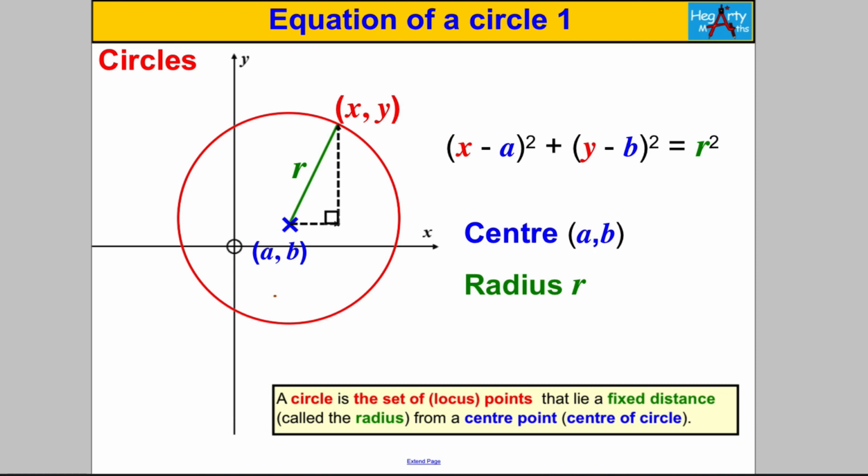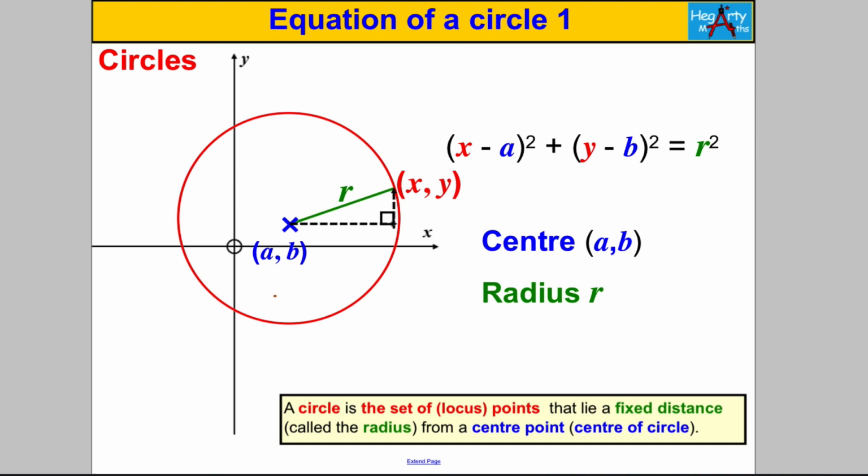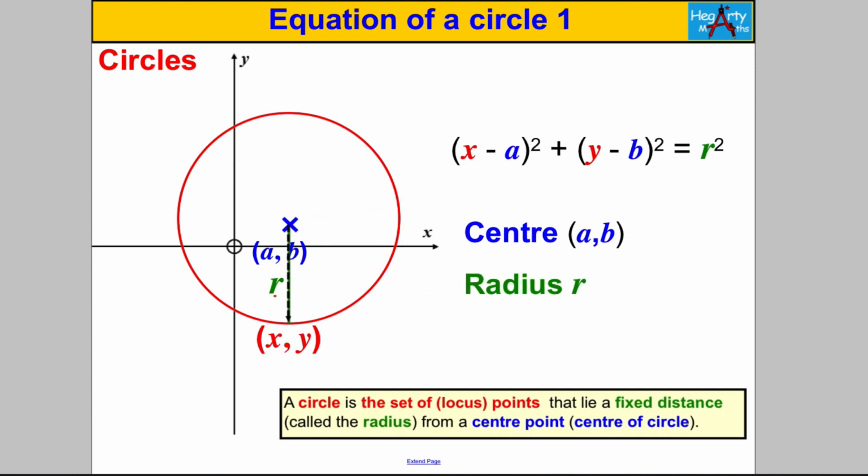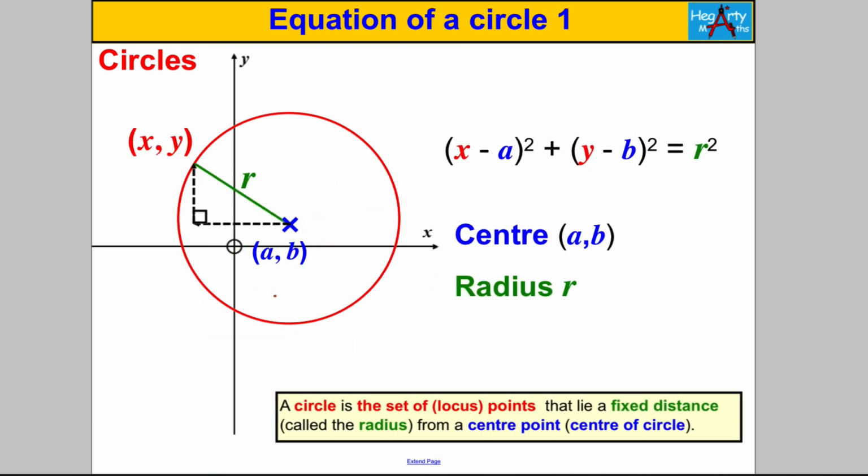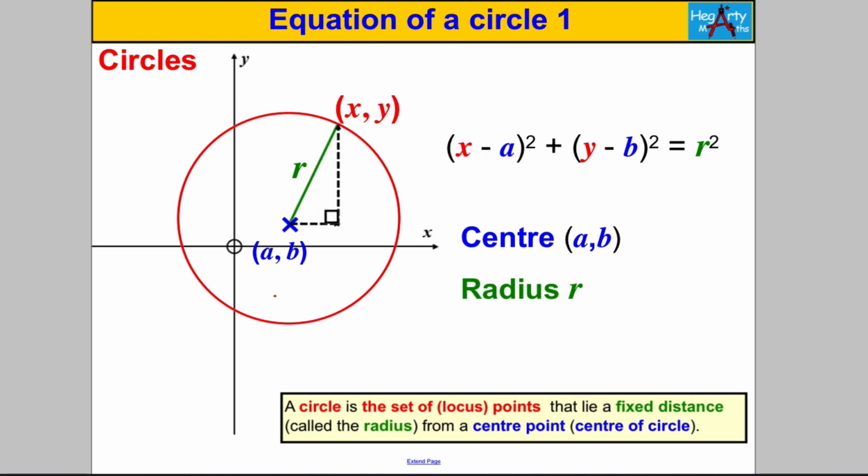So let me represent this a little neater for you. Here's a picture showing the equation of a circle. For any point x, y on the circle, we know the following formula holds: x subtract a all squared plus y subtract b all squared is equal to r squared, where a, b is the center and r is the fixed radius. And x and y can move around the circle. You can see here x and y can be anywhere on the circle, but the radius is always fixed and the center is always fixed, and that formula will always apply.